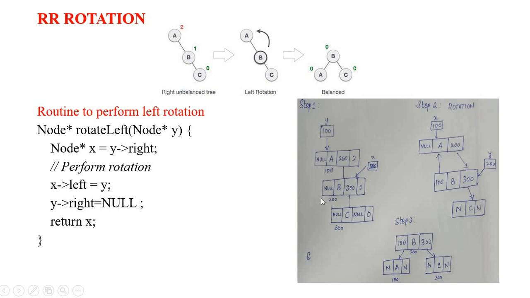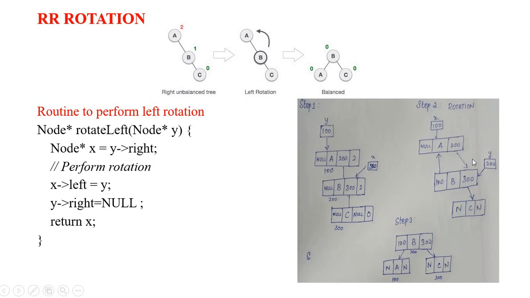Now, what is the next step? Next step is I have to perform a rotation, which means I want to make Y point towards its left. X should become the root. Now, how to perform that? Where should I place Y? Instead of this null, I have to replace this null with 100, isn't it? So here how to replace it? X left is equal to Y, which means the Y's address I'm going to place at the X left. So this position becomes null. Now look at this part. This is how my second step will be after doing the rotation.